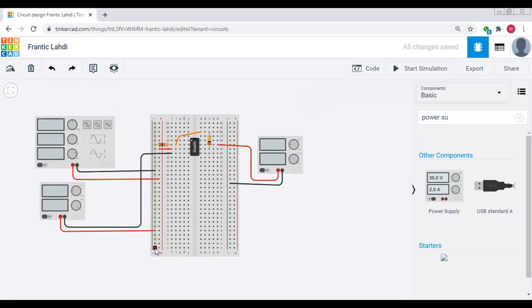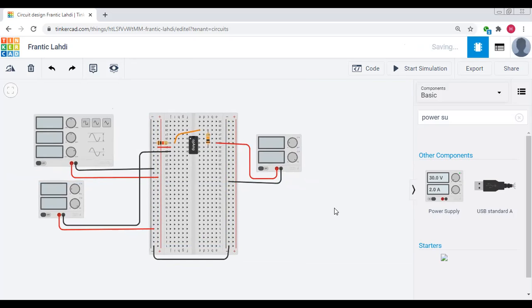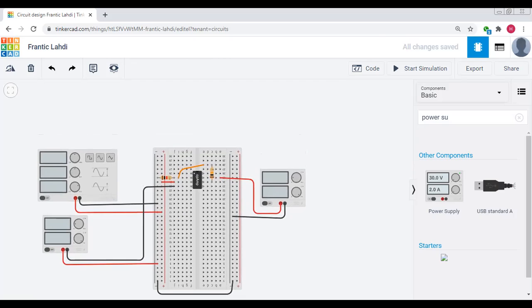So do one more thing. Here we take a wire from the negative layer of the horizontally shorted slots, and connect that wire to another layer of horizontally shorted slots, and give the color black like this. Okay, so now the complete circuit arrangement is done.